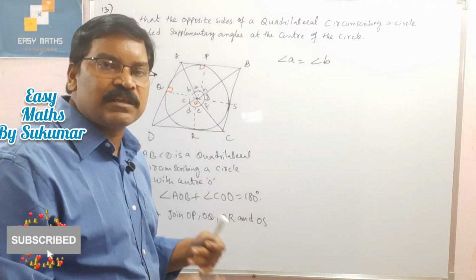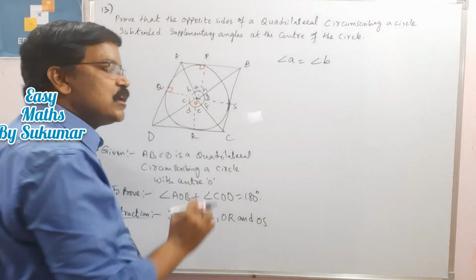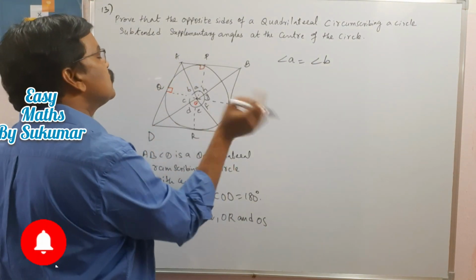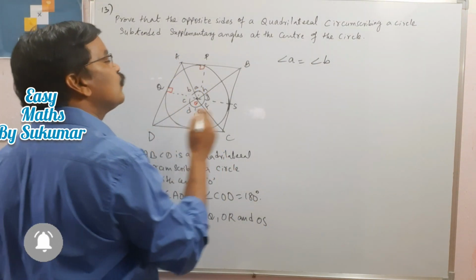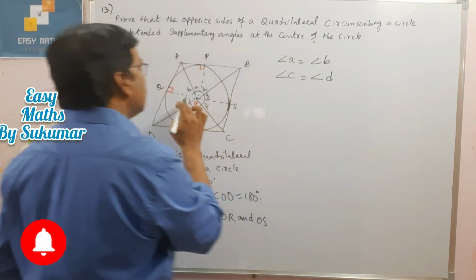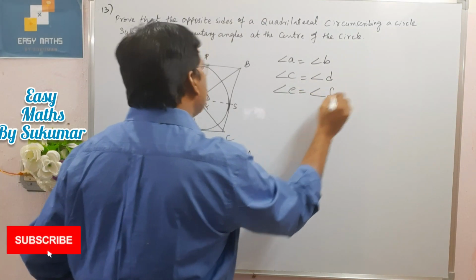How can I write that angle A and angle B are equal? Since triangle AOP and triangle AOQ are congruent to each other. Okay, so here we observe that angle A and angle B are equal. Similarly, angle C is equal to angle D. Similarly, angle E is equal to angle F.